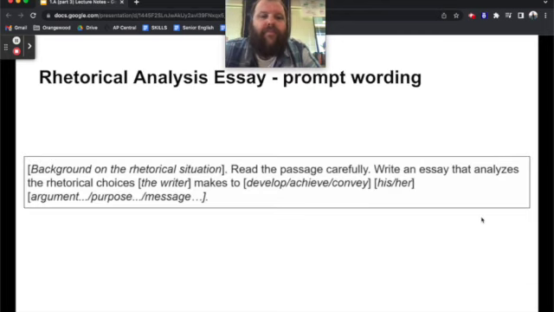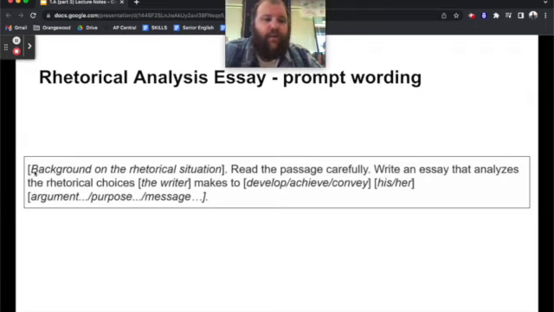Here is the wording straight from the AP Lang exam. This is what the wording for a rhetorical analysis will look like. What you see on your screen has a lot of brackets and italics because this is called concrete wording. That means this is showing you the format, the structure that the prompt will always be in. Things in brackets would be filled in depending on what the text is.